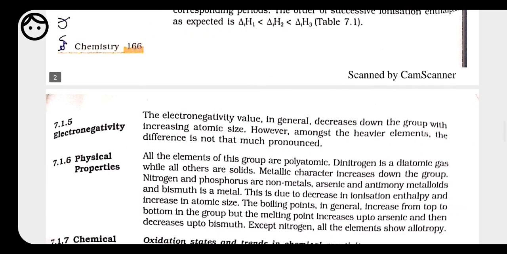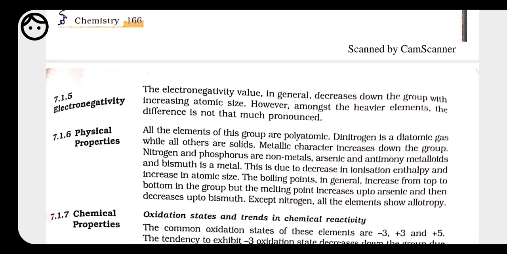Okay, the next property is electronegativity. We know what electronegativity means. It is the property of an atom in a molecule: the tendency of an atom to pull the shared pair of electrons towards itself. This electronegativity depends on the size of the atom, and also on the electrons needed to complete the valence shell. The atom with the smaller size has the tendency to pull electrons towards itself very easily. That's why fluorine is taken as the most electronegative element.